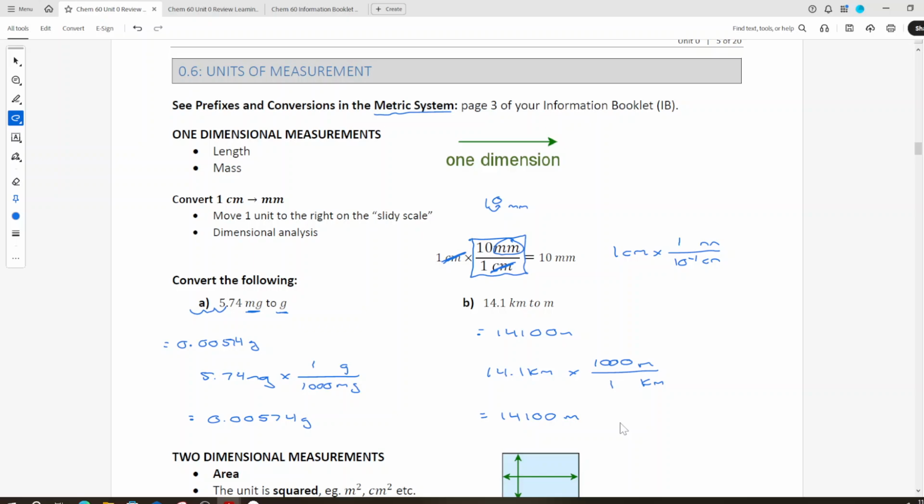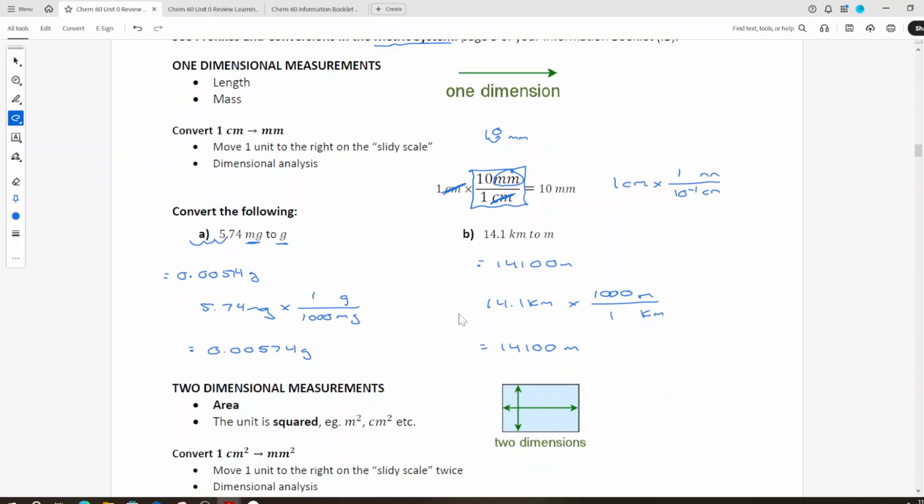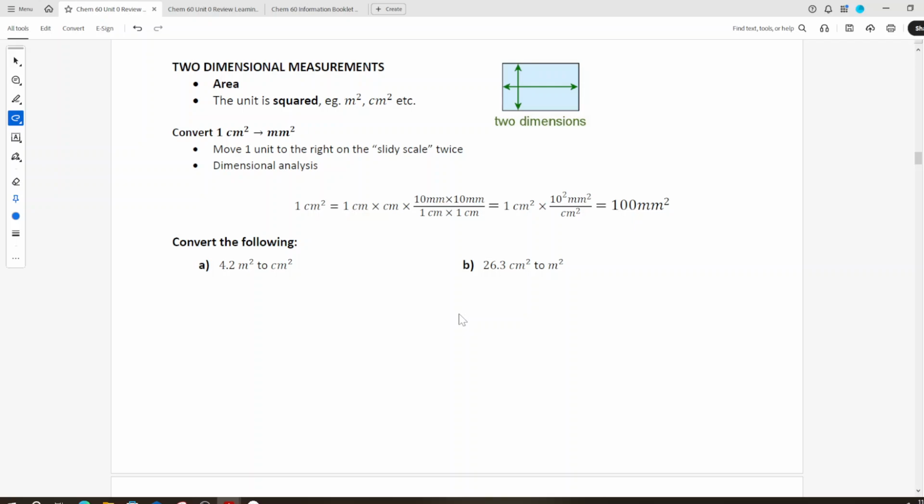Totally your choice. What we're going to move up to now is 2-dimensional measurements. So if I was going to do something like area. Now in chemistry, we don't talk about area really. Well, we aren't going to. But we're just baby stepping on our way to volume. So if we're going to convert 2-dimensional measurements, these are things that are units squared. So things like meters squared or centimeters squared.